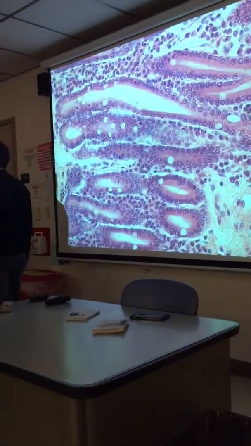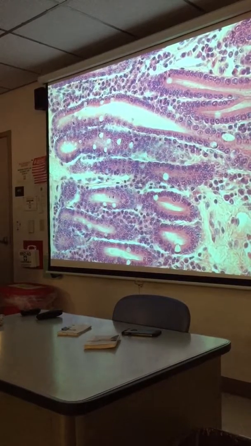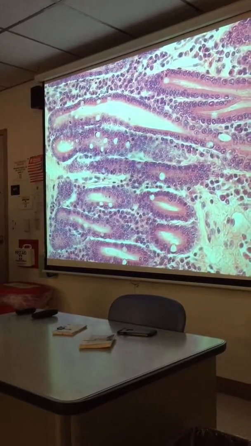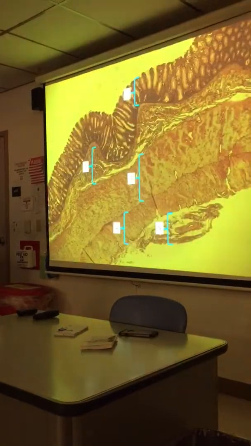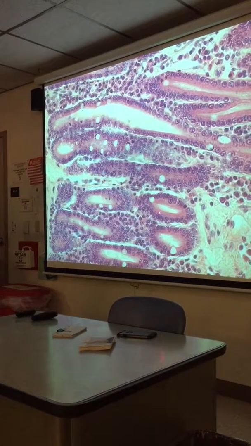This is a closer up view of the crypts. And the reddish stain indicates Paneth cells. So the crypts, they're all red pretty much. So these are, oh, I'm sorry. These are all intestinal crypts with the Paneth cells.